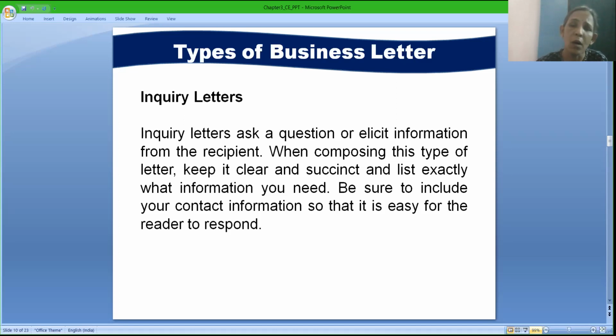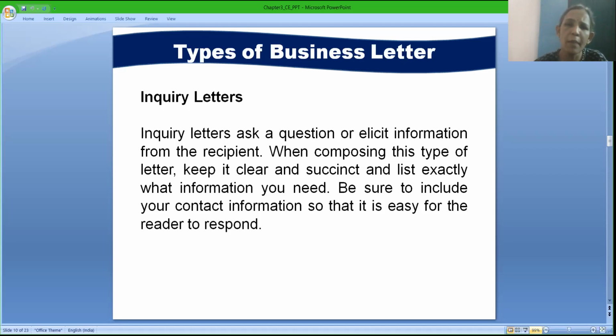So now, moving on to the next part of this particular chapter, we are going to talk about the different business letters. Mind you that when we talk about business, business is a flow of action. This flow of action happens every now and then, and it is related to the different activities involved in doing a business.